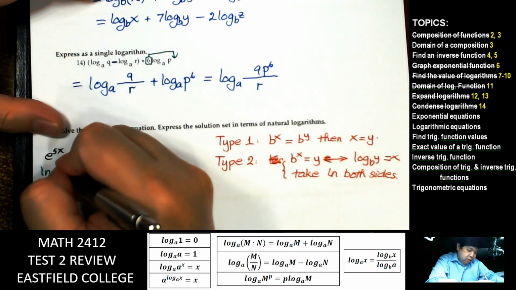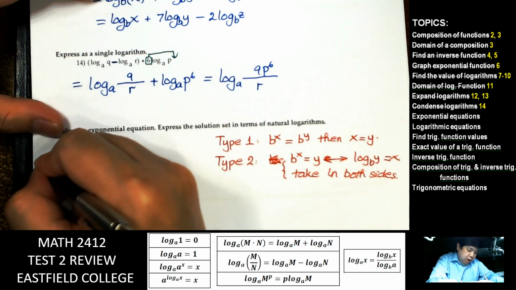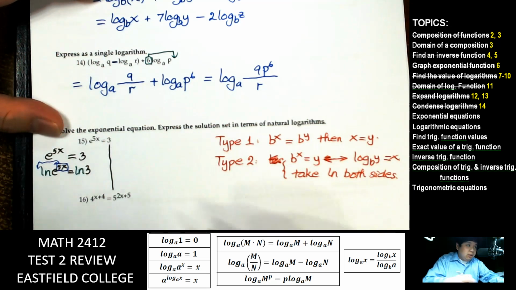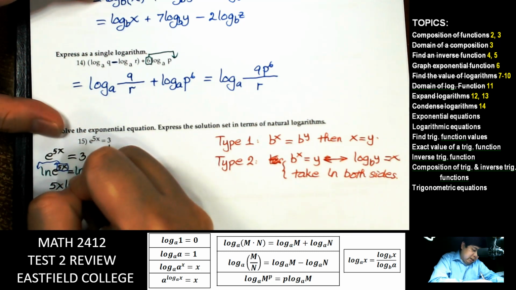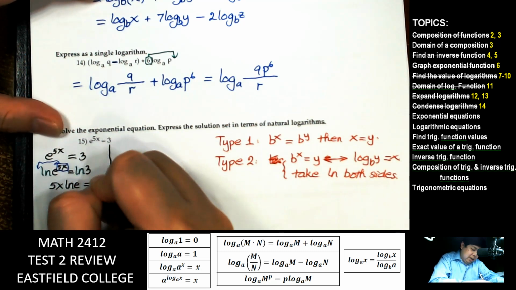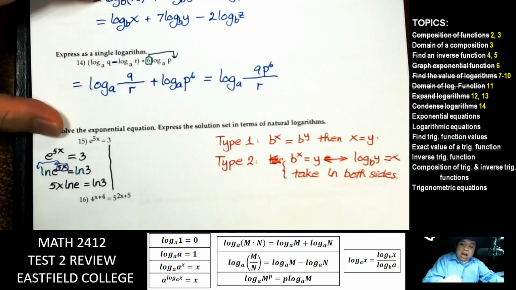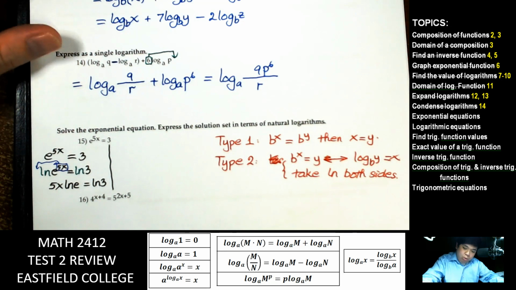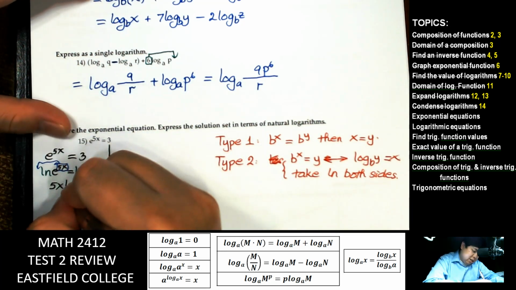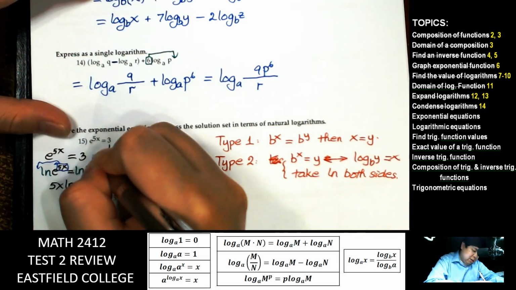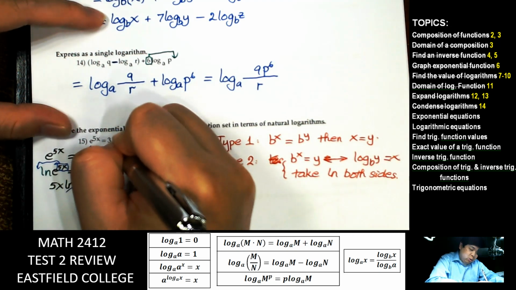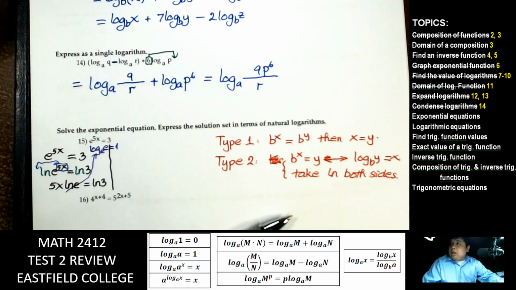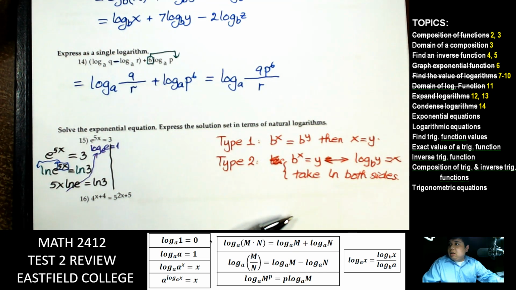The exponents go outside, so we'll have 5x ln of e equal to ln of 3. It just happened that ln of e is log base e of e. I'm going to write like this. This term is log base e of e, which is equal to 1.